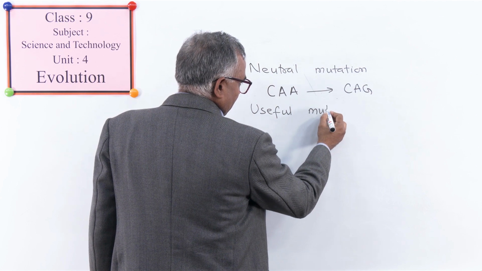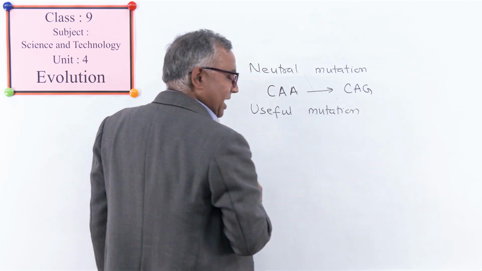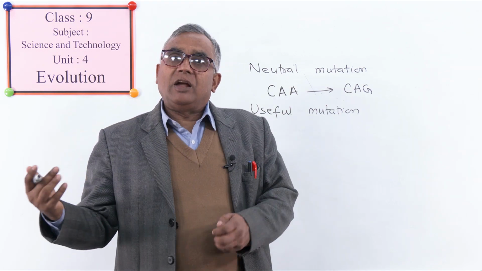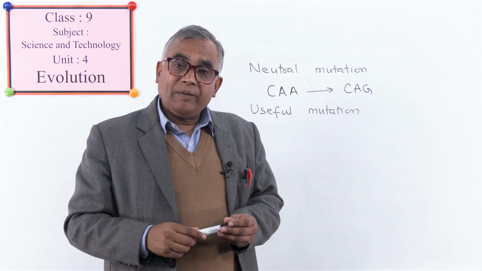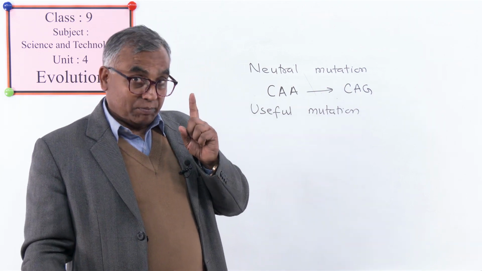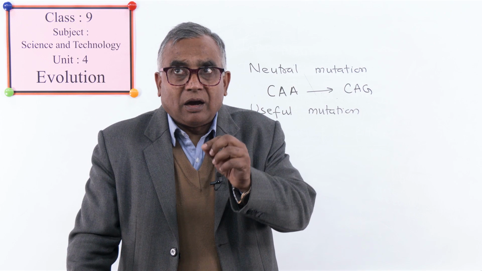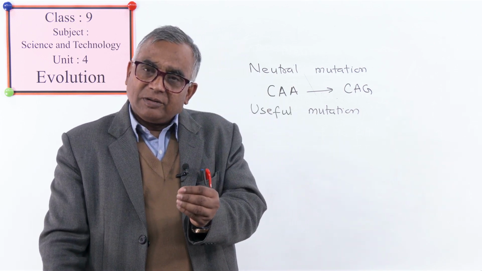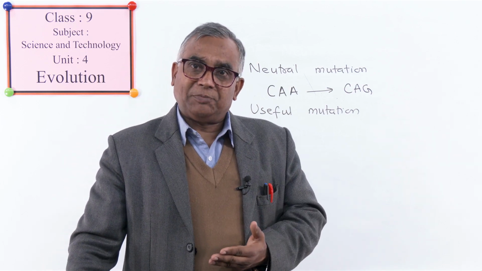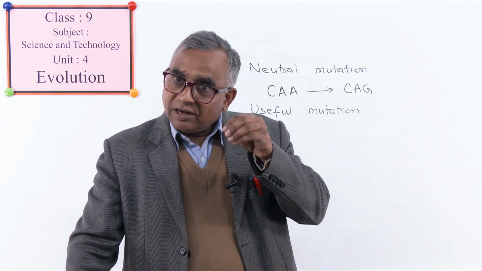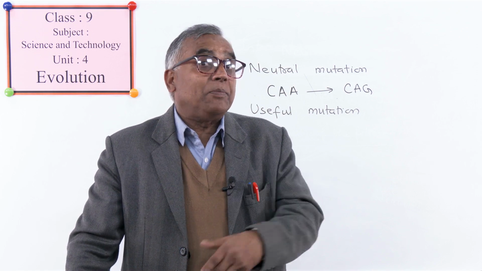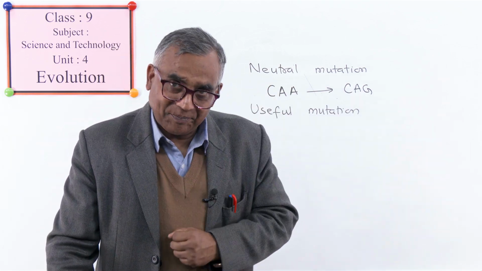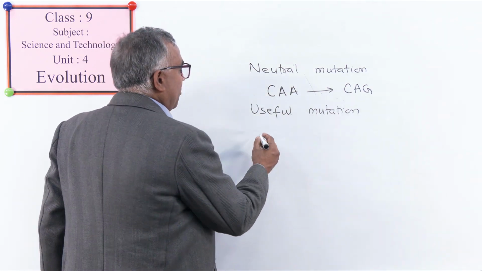Yeah. Next one is positive, or you can say useful mutation. Useful mutation is that which helps to adapt in the environment. For example, due to this type of mutation, bacteria develop a defensive property in their body. Because of this mutation, they are not affected by antibiotics. So that is useful mutation for them. Next one is harmful mutation.